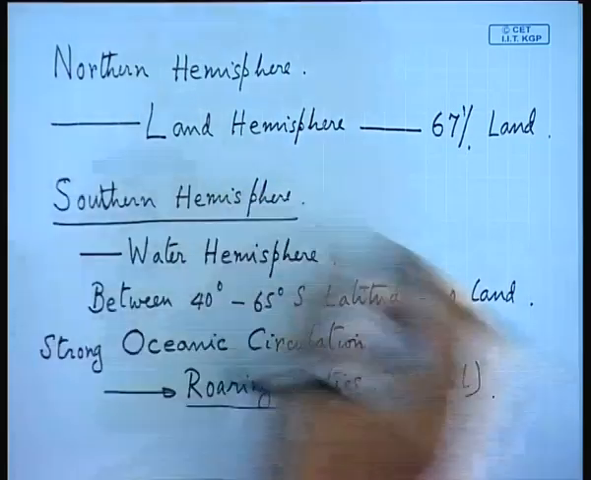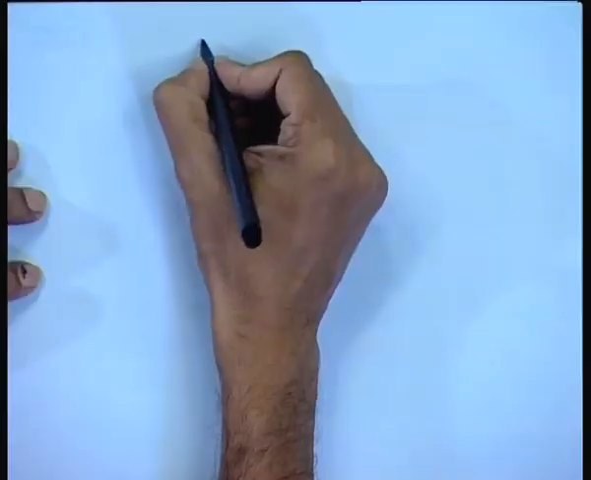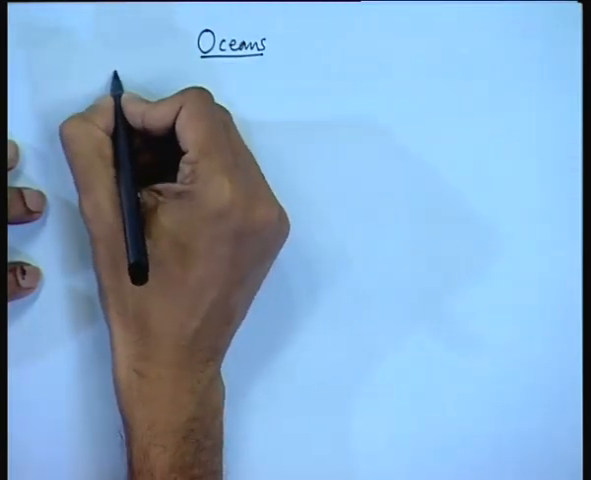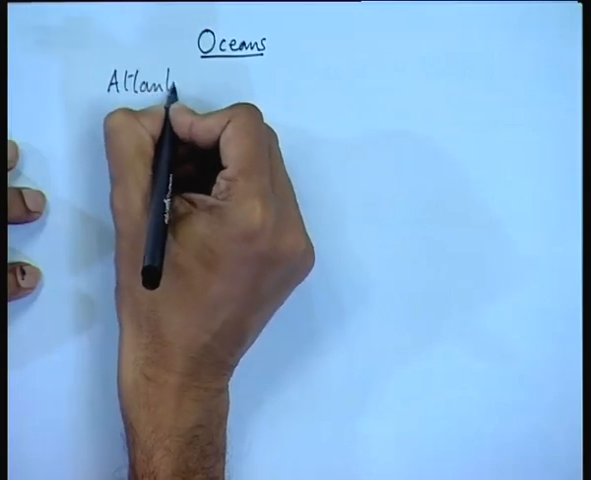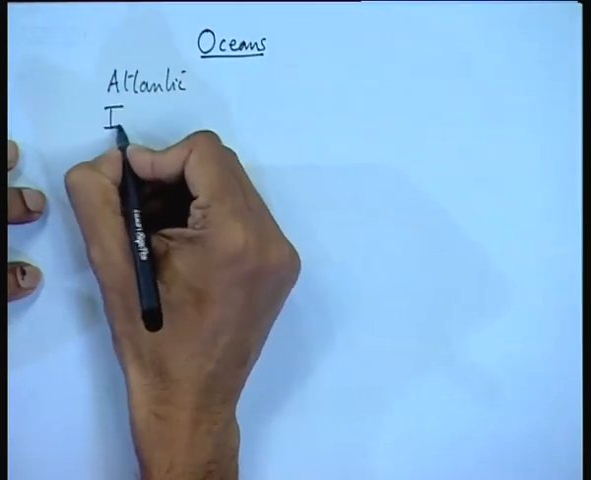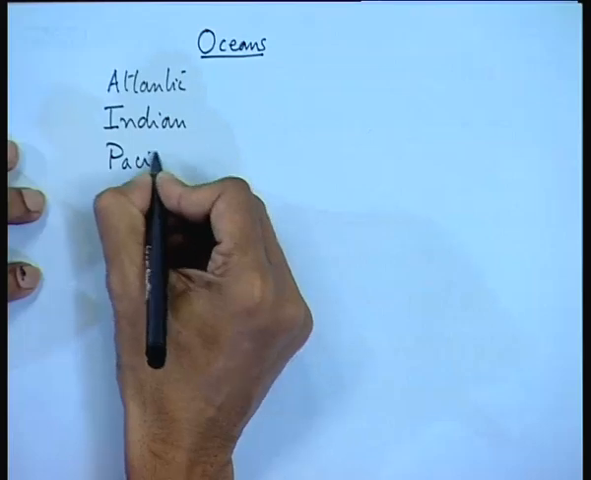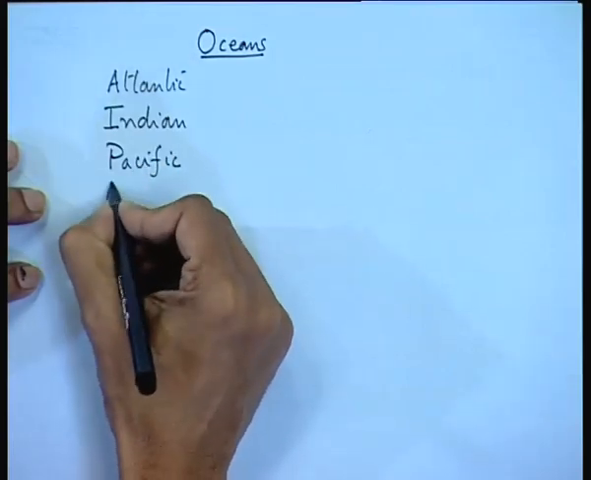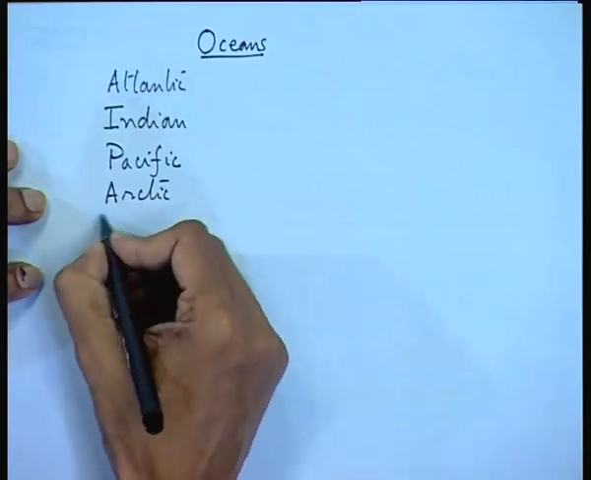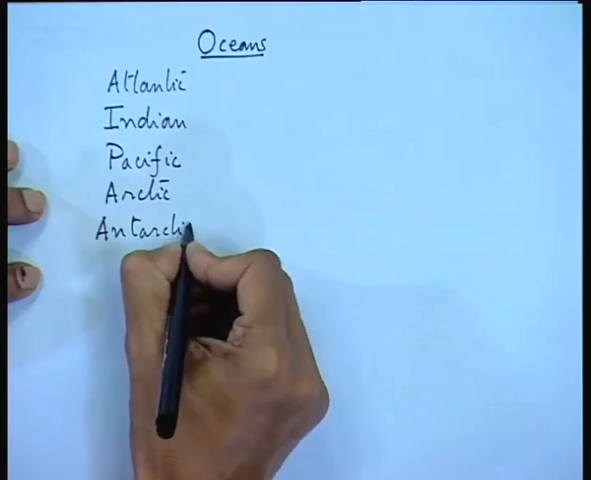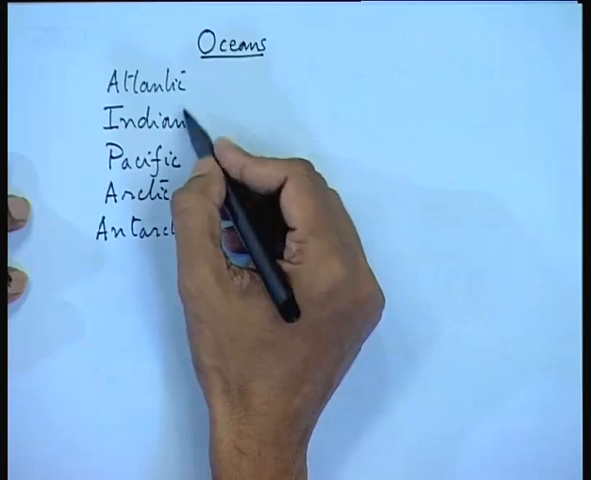Now, if one wants to go further, the oceans can be divided into a number of parts. The oceans are Atlantic, then the Indian Ocean, then Pacific, Arctic, and last the Antarctic. So, these are 1, 2, 3, 4, 5.